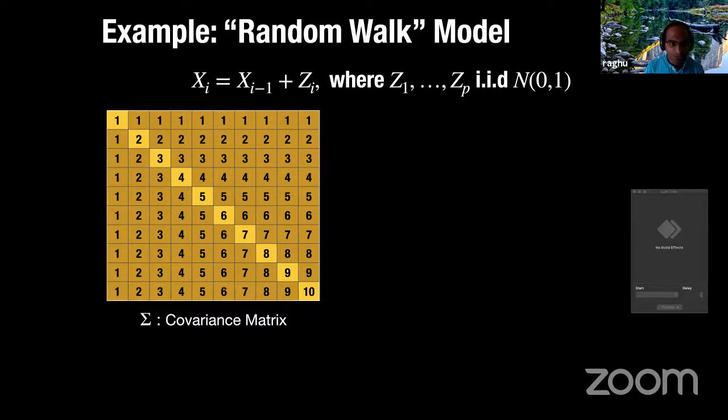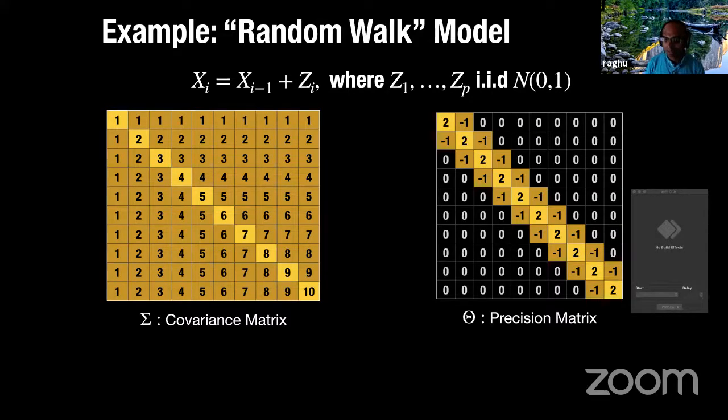Now, what does the covariance matrix of this distribution look like? It looks nice. It's this big, dense matrix, which has a nice structure. But how about the precision matrix? The precision matrix turns out to be actually very simple. It's just this tri-diagonal matrix. It has only 3 non-zero entries for each row or column.